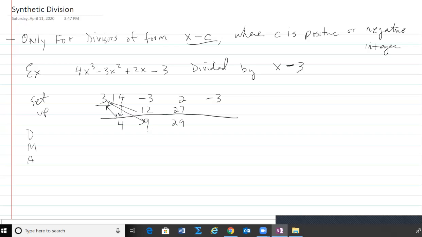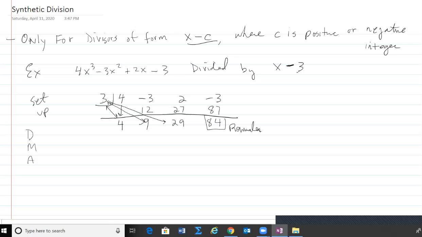One more multiplication here. 3 times 29 is what? 87, right? And put that over here. 3 times 29 is 60, and 27 is 87. Do an addition here, one more adding. That's an 84. That last number that we get there, we're stopped. This is our remainder.